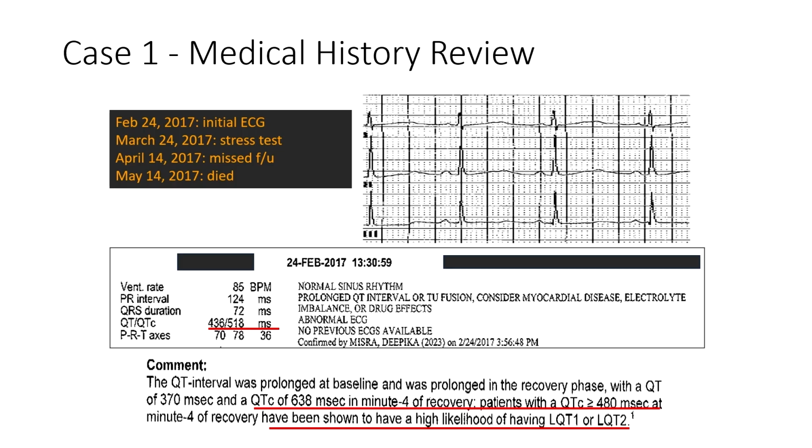Her medical history showed that she had an abnormal prolonged QT interval on a recent ECG, and the stress test showed a high likelihood of having long QT1 or long QT2. Therefore, the molecular testing finding correlated with her medical history. With the knowledge that this variant arose de novo in the family, we were able to reclassify this variant from a likely pathogenic variant to a pathogenic variant.